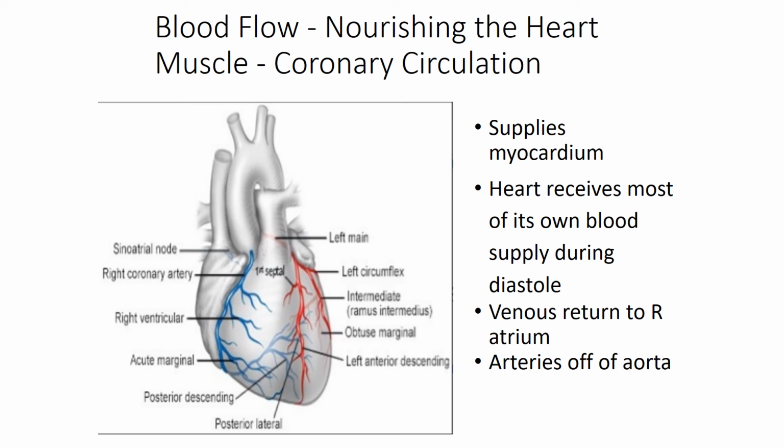Now, for blood flow for the heart itself, we have a different supply for the myocardium. This is termed coronary circulation. The heart has to receive its own blood, most of which happens during ventricular diastole. The venous blood is returned to the right atrium, and the arteries off the aorta are where we find several of the coronary arteries as well. These different arteries and veins are going to wrap around the heart itself, so that, again, it has nourishment because of all the extra work that it is doing.